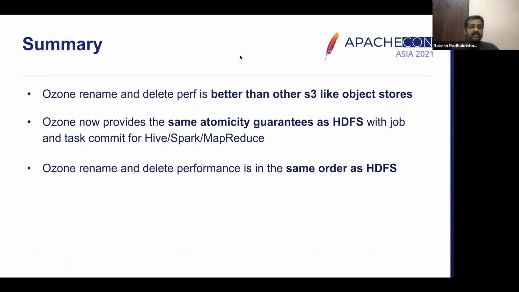So basically the summary is, we are better than S3-like object stores in terms of performance of rename and delete operations. Also, we guarantee atomicity as HDFS does. So when job completion or task completion happens, it can provide a consistent view or consistent listing of directories irrespective of any partial failures or any other inconsistencies in the system. So we provide a consistent view always. Also, our performance is of the same order as HDFS.